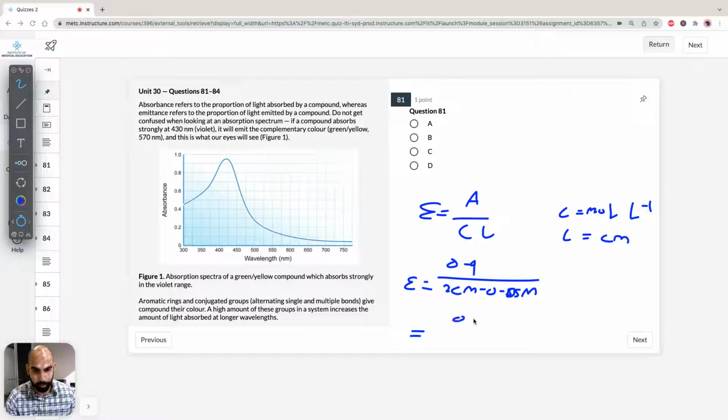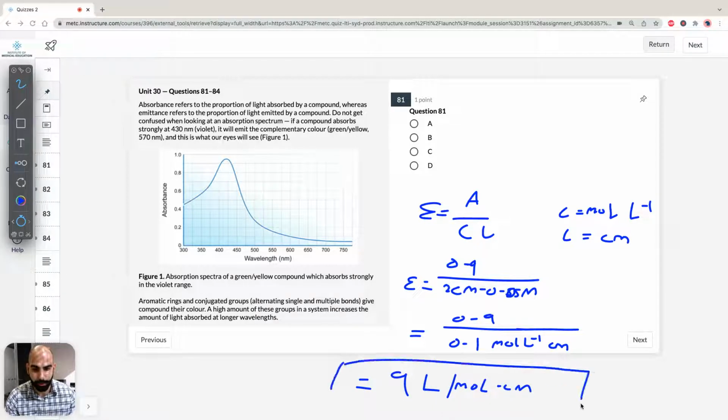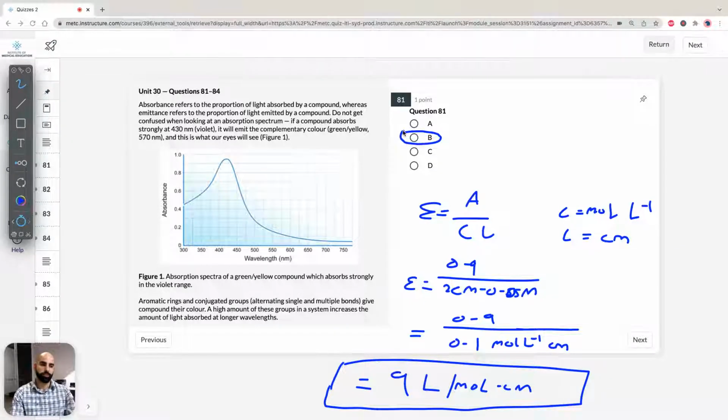So what we're going to end up with is 0.9 over 0.1, well, it's going to be our mole per liter centimeter, which is therefore going to equal, that divided by that is 9, and liter is going to come up here, then mole, so you can say divided by mole centimeter. So our answer is going to be 9 liter per mole per centimeter. If we take a look at our options, the option has to be B. So again, this was just straightforward. I think it was just warming us up for the next couple of questions coming up.